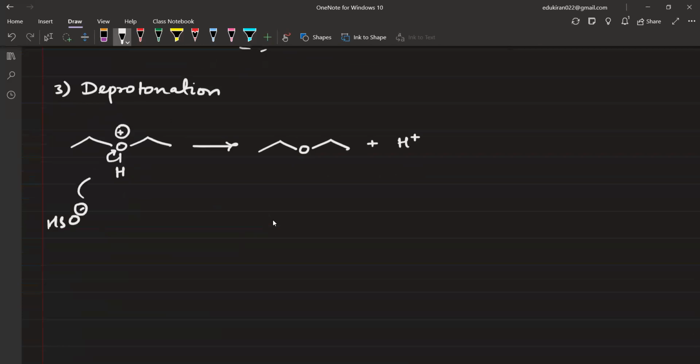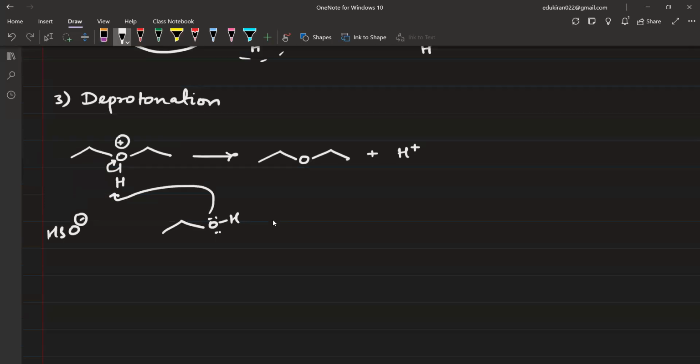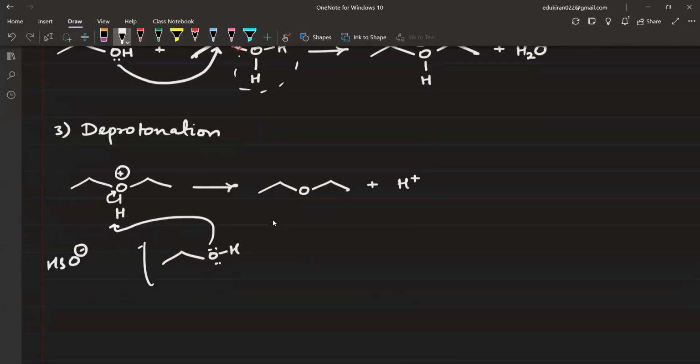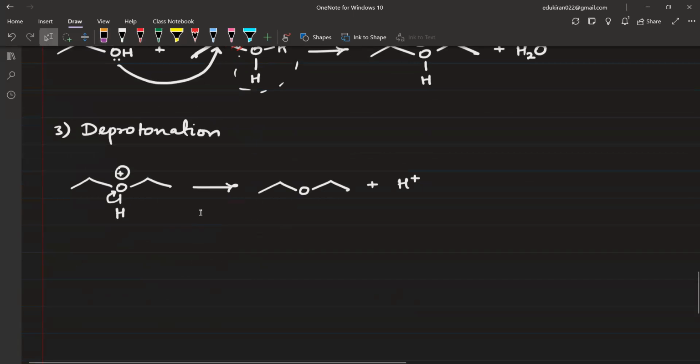HSO3 negative attacks on the hydrogen atom. One, this can happen. Another thing that can happen is another alcohol molecule can attack this hydrogen atom and then again back to first step, protonation of alcohol. So this alcohol is now getting protonated. So there are multiple things that can happen to this particular H, which is attached on the oxygen with positive charge. So for deprotonation, you will write only this much.